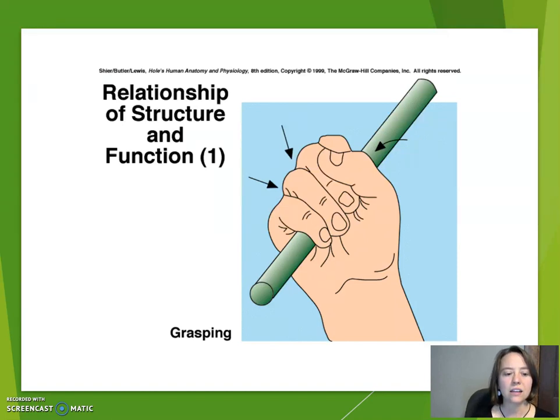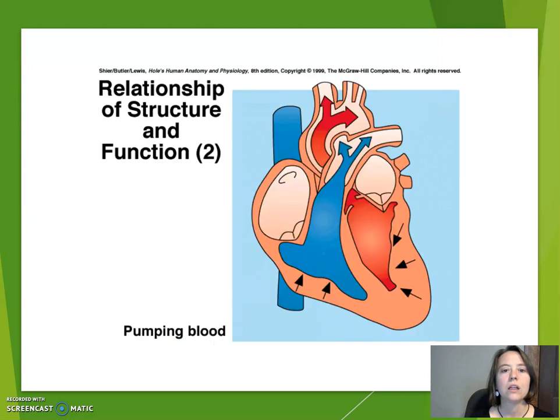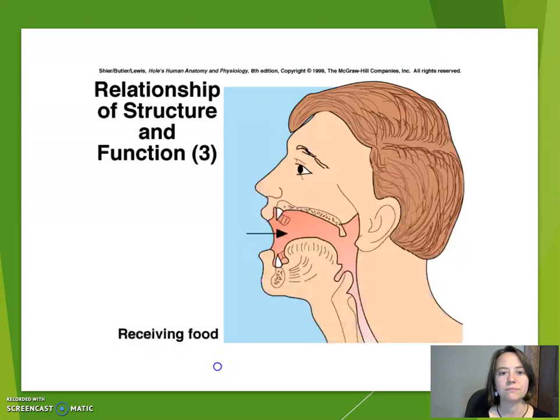So, the hand. The physiology of a hand is grasping objects. What about the structure of the hand allows it to do that efficiently? The heart. The physiology of the heart is to pump blood. What about the structure of the heart allows it to do its function? And finally, the mouth. The physiology of the mouth is receiving food. What about its structure helps it do its function?